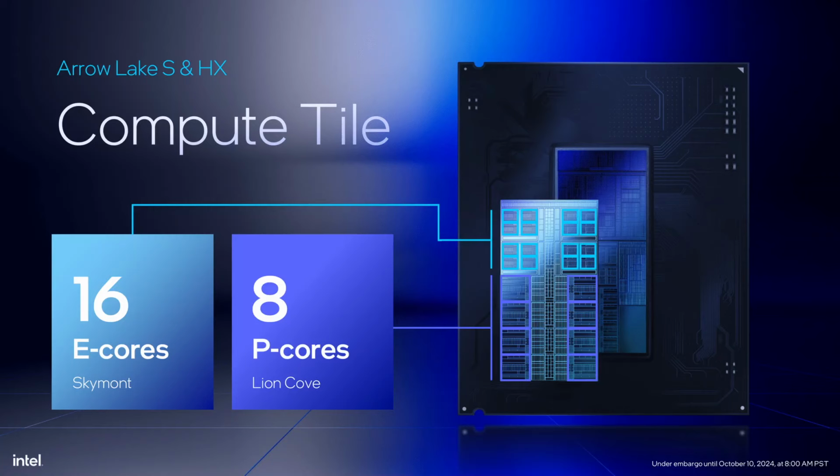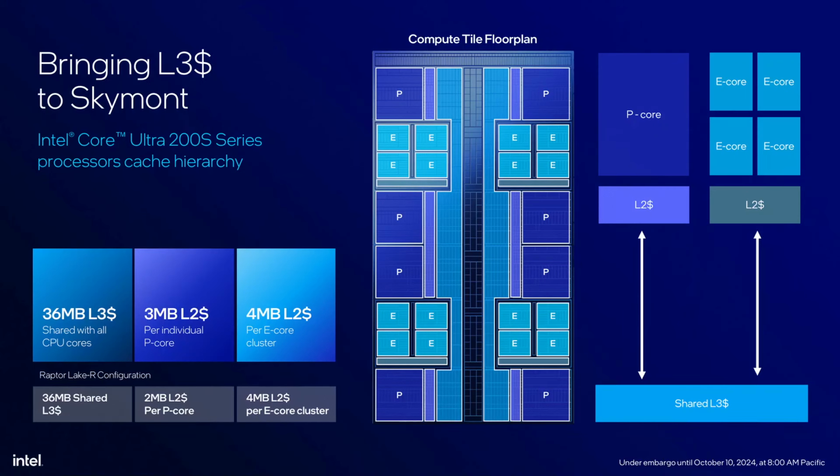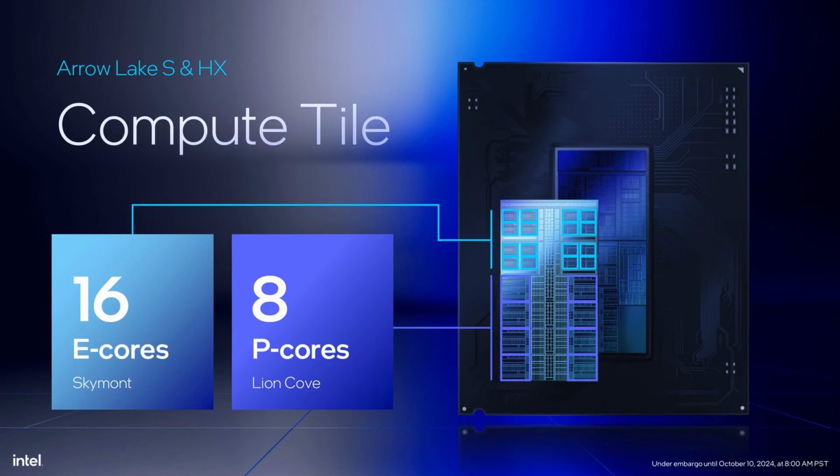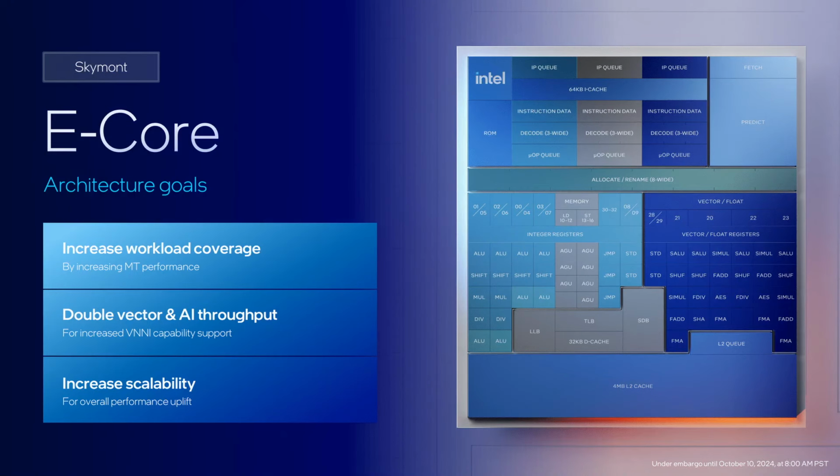In this video, we have a closer look at the Arrow Lake E-cores. The Arrow Lake E-cores are located on the compute tile. It shares the tile with the P-cores, the ring, and the caches. An E-core cluster consists of 4 E-cores. An Arrow Lake S processor can have a maximum of 4 E-core clusters, yielding a total of 16 E-cores, like on the Core Ultra 9 285K. The E-cores feature the SkyMont microarchitecture.